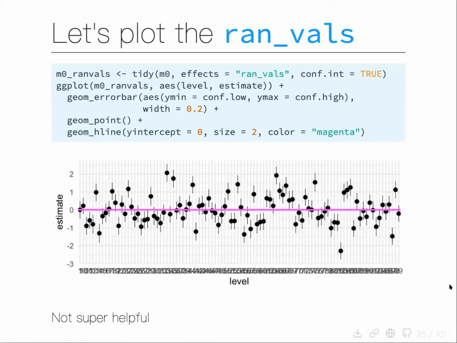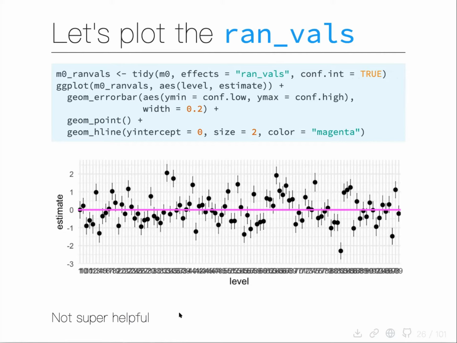The RANVALs are very useful for plotting, and they can be used to see the random variation that you have across units of whatever you're looking at. So here's an example where I'm saying M0 RANVALs, tidy M0, where the effect is equal to RANVAL, give me the confidence interval. Okay, that gives me the data frame. And then I'm plotting this where I'm using geom error bar and then geom point. And then I put geom H line at 0, just to say this is like the average, right? This is essentially the fixed effect. This is the deviation from the fixed effect. But this, as I say here, is not super helpful, which goes against what I just said a second ago, that these are very useful for plotting. They are, but not like this, right?